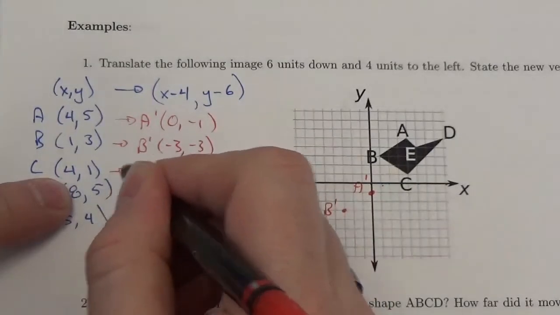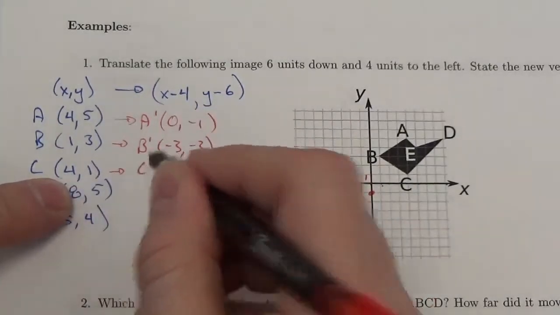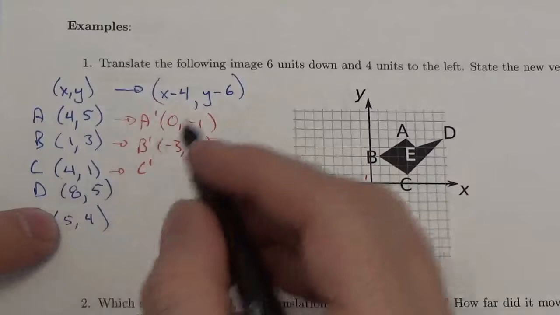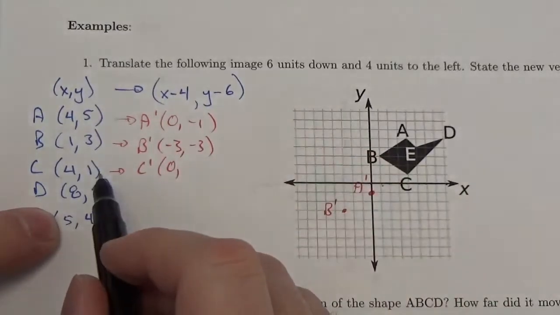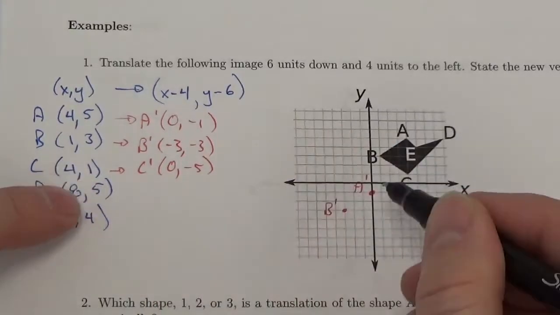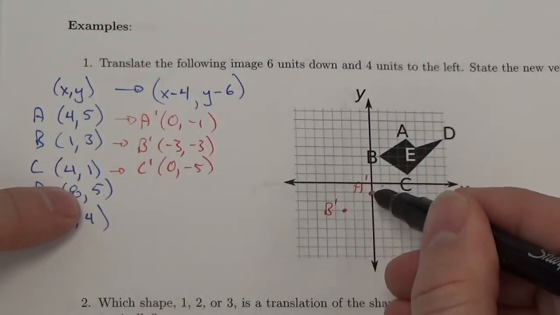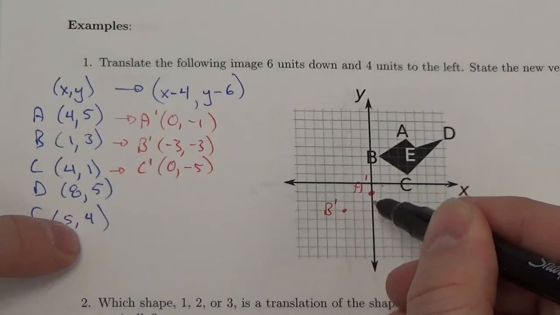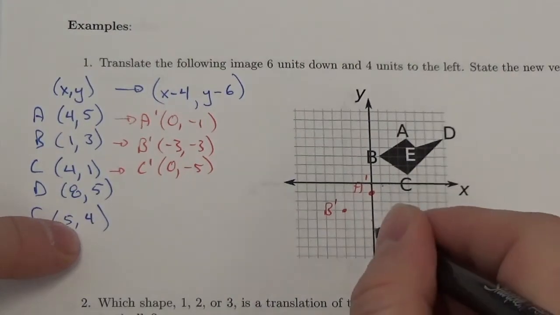C, well, I'm going to subtract 4 from the x value. So 4 minus 4 is going to be 0. And then 1 minus 6 is going to be negative 5. So from C, I'm going to start here and go 0. So I'm not going to move anywhere. Then 1, 2, 3, 4, 5. So here's C.